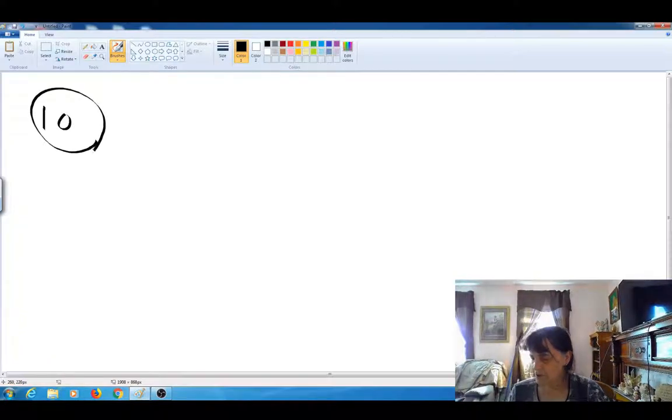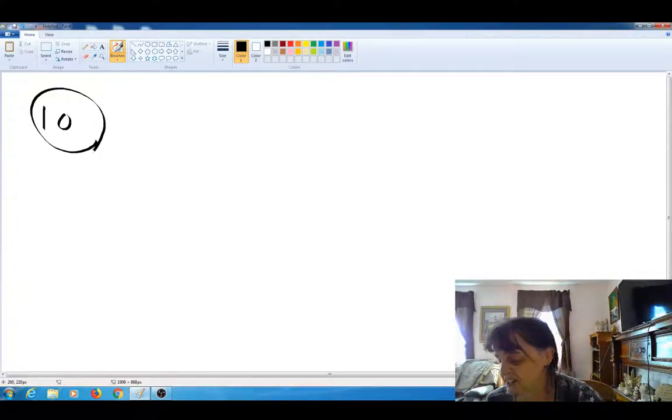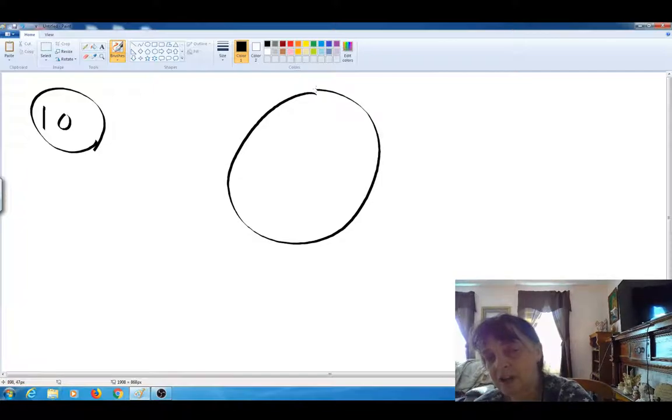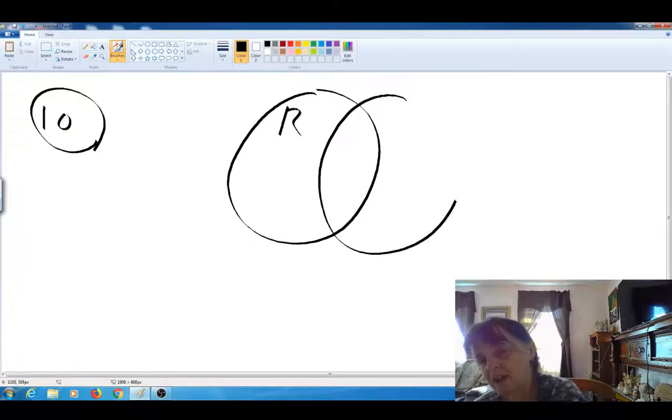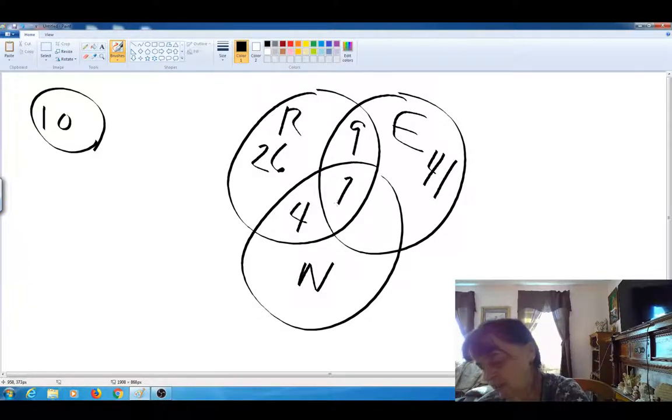Okay, use this region to find the cardinality for each problem. Cardinality means the number of elements in the set. Okay, you have R and E and N. This is 26. Here we have 9. Here we have 41. Here we have 4. Here we have 7. This is 13. And you have 37. This is 13.